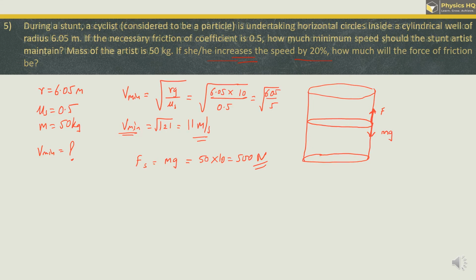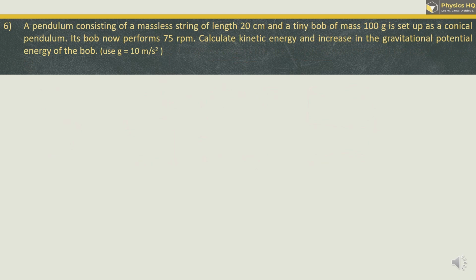A pendulum consisting of a massless string of length 20 cm and a tiny bob of mass 100 gram is set up as a conical pendulum. Its bob now performs 75 rpm. Calculate kinetic energy and increase in the gravitational potential energy of the bob. So initially, let us say this is the bob which is now performing circular motion in the form of a conical pendulum. The length of this string is given as 20 cm and the mass is given as 100 gram.